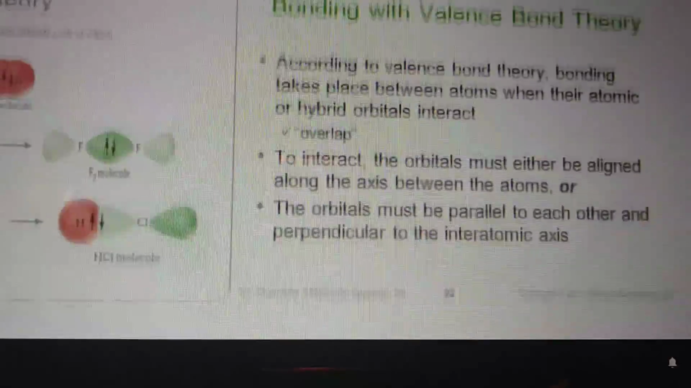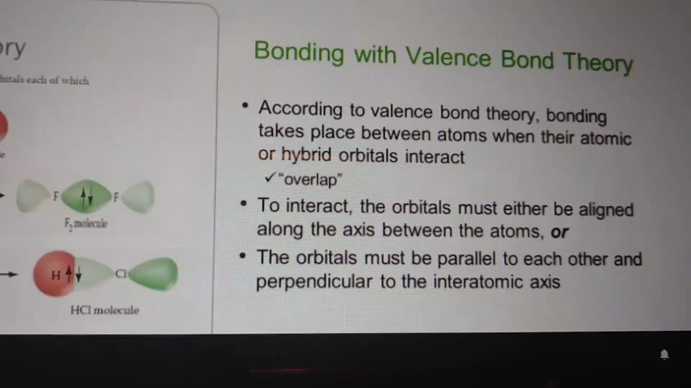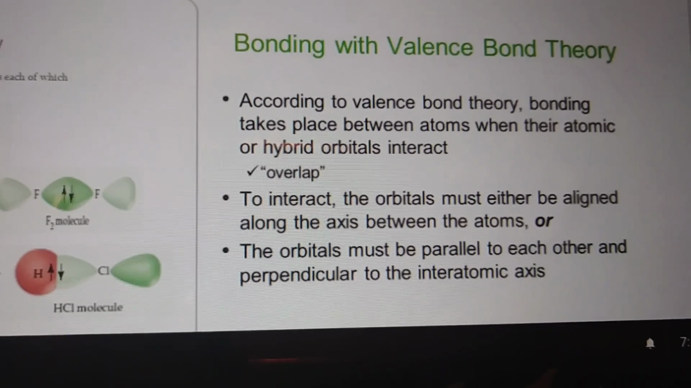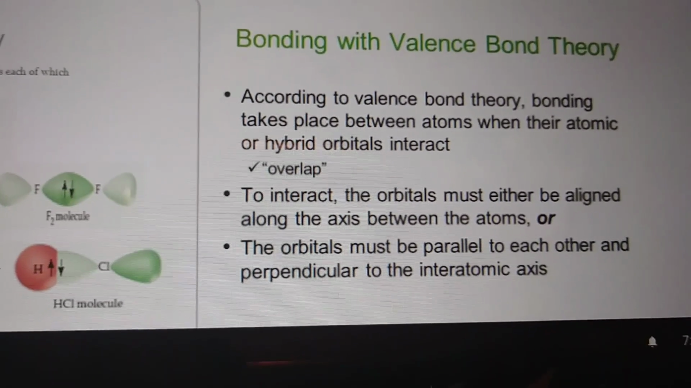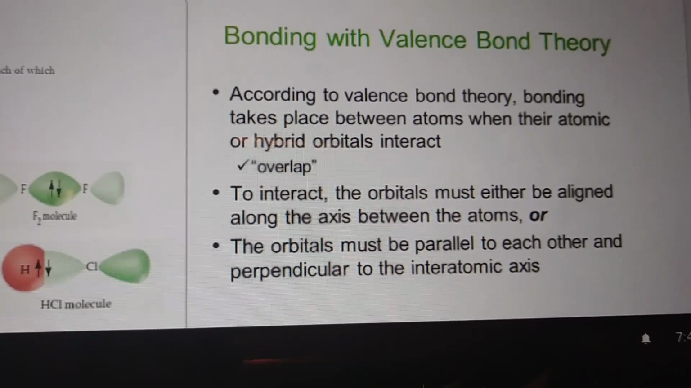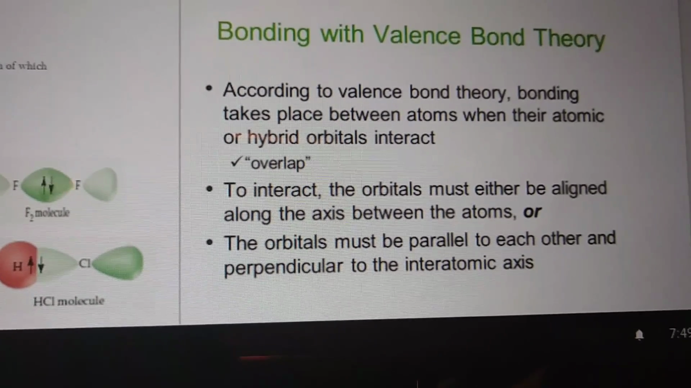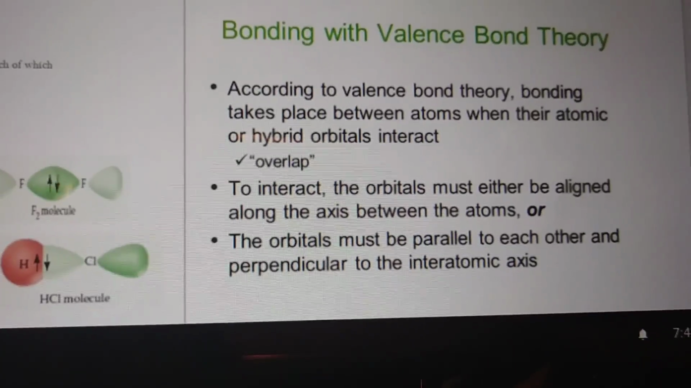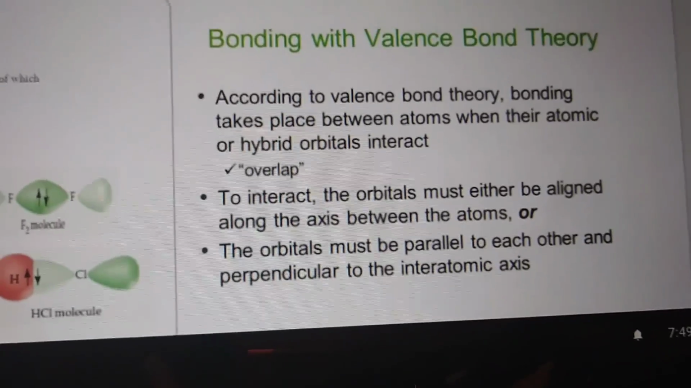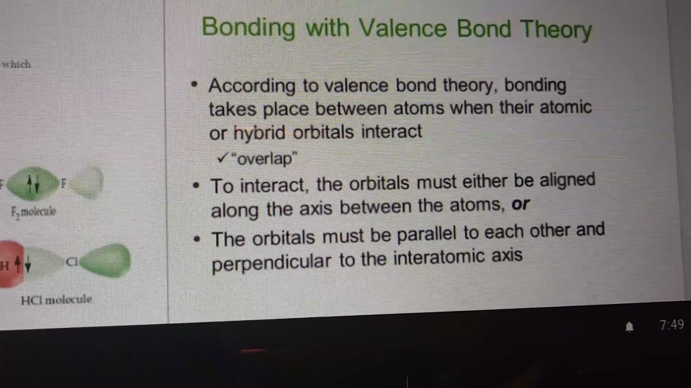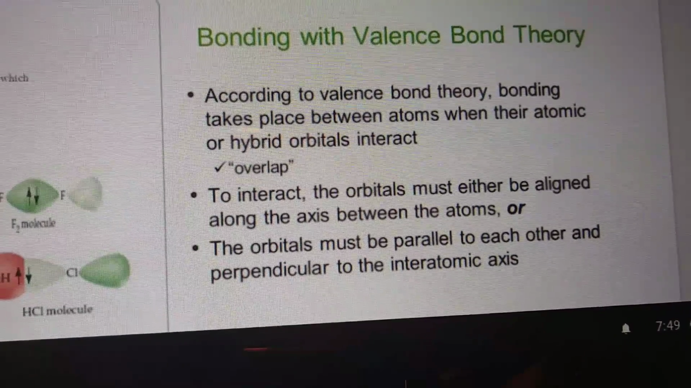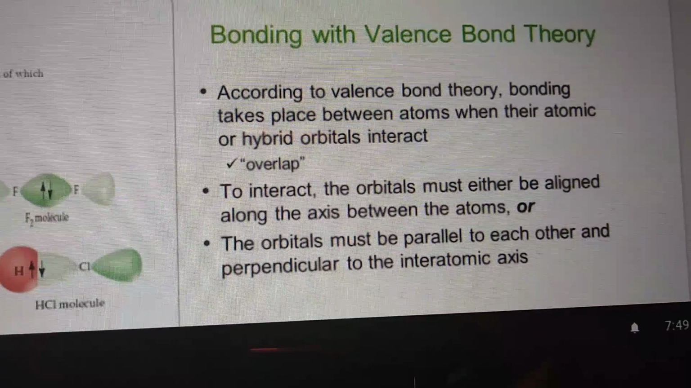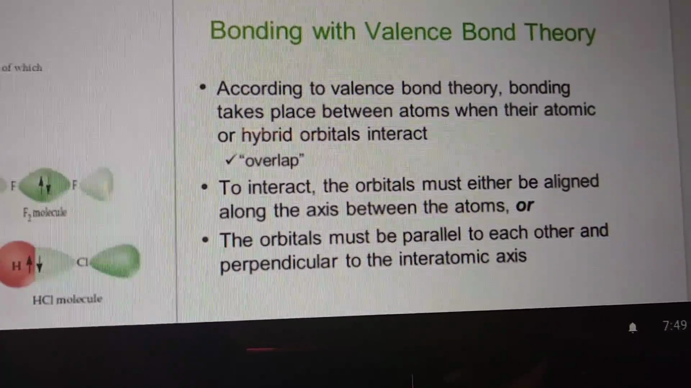So to talk about valence bond theory, according to the theory itself, bonding takes place between atoms when their atomic or hybrid orbitals interact or overlap. So to interact, the orbitals must either be aligned along the axis or the orbitals must be parallel to each other, and perpendicular to the interatomic axis.